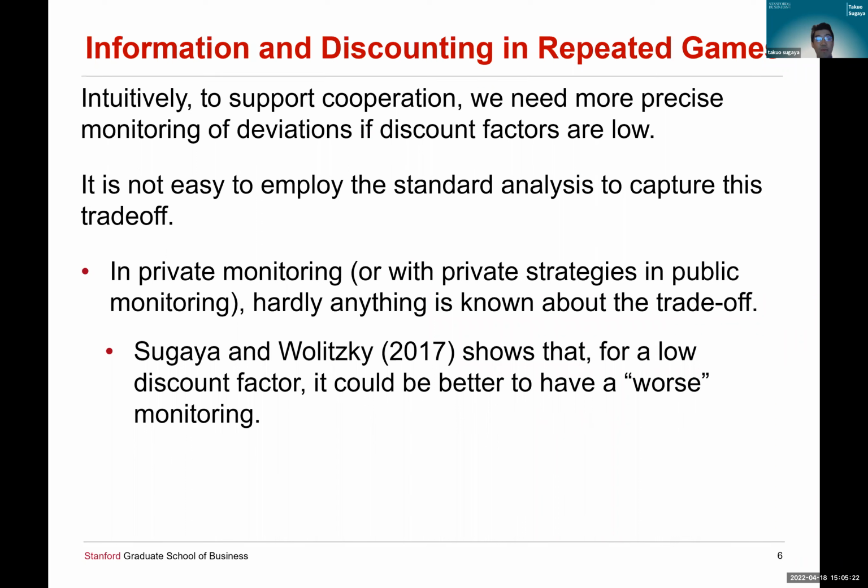In private monitoring, players observe signals about other players' actions, but signals are not necessarily perfectly correlated. Even in public monitoring, if we consider private strategies where players take mixed strategies and the future strategy depends on the realization of your own action mixture, hardly anything is known when the discount factor is away from one.